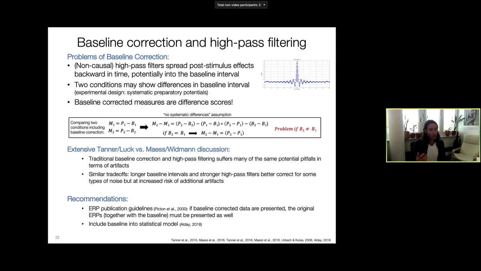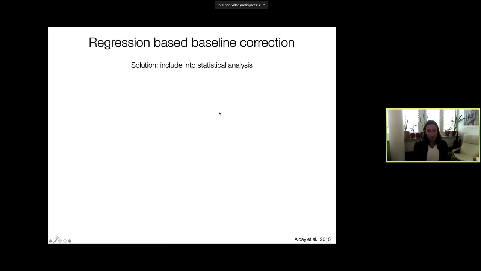And an even more elegant way would be to include the baseline into your statistical model, as suggested by Alday. I highly recommend you read this paper as it shows every aspect of baseline correction. So what I suggest is to include the baseline into your statistical model, which is called regression-based baseline correction. And how does that work? At the heart of EEG, but also fMRI analysis, there is the general linear model.